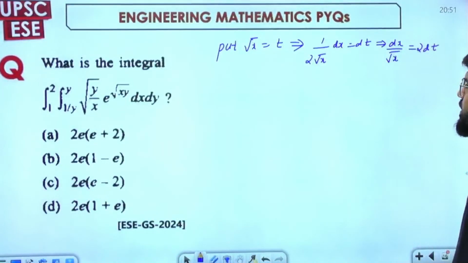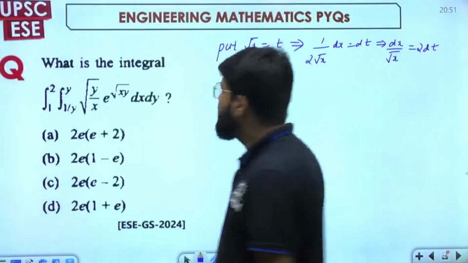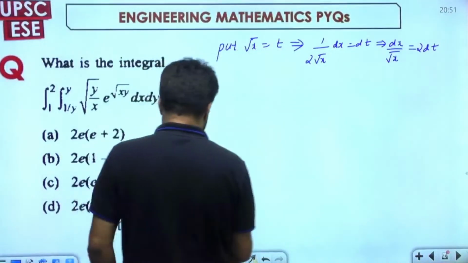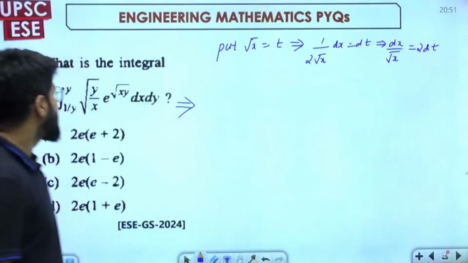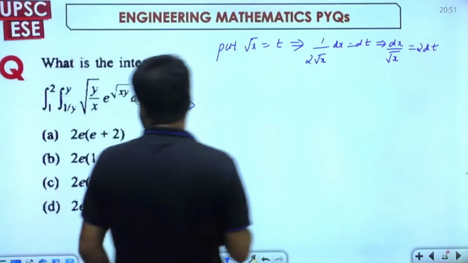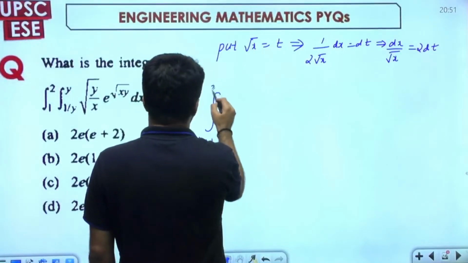Dx upon root x should become 2 dt, correct? Okay, now what is this? Let's solve this. The limit also we will substitute in the integral. This is the limit of y equal to 1 to 2.